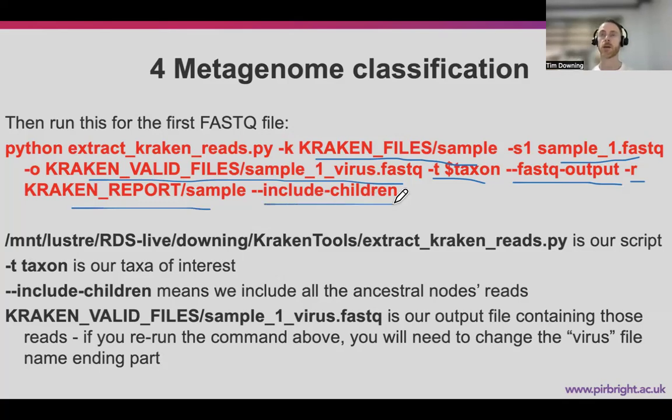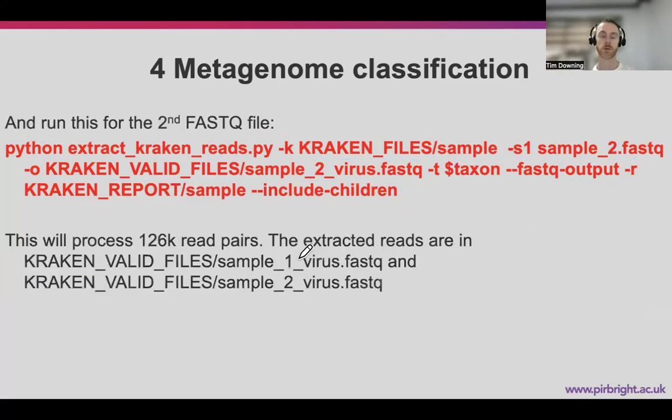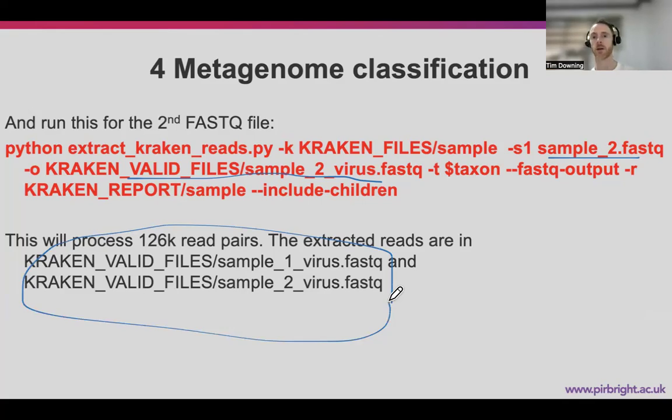And we're including the child nodes as well to identify all reads that could be associated with that taxon, because many read and k-mer and minimizer matches will be conserved elements that are present in many different species, genera, and families, and so on. So we'll do that, and we'll do the same for FASTQ 2. So you just change the input FASTQ and the output name, and that will mean that our final reads will be in these files. So that's how we can take that information and extract our reads from that.